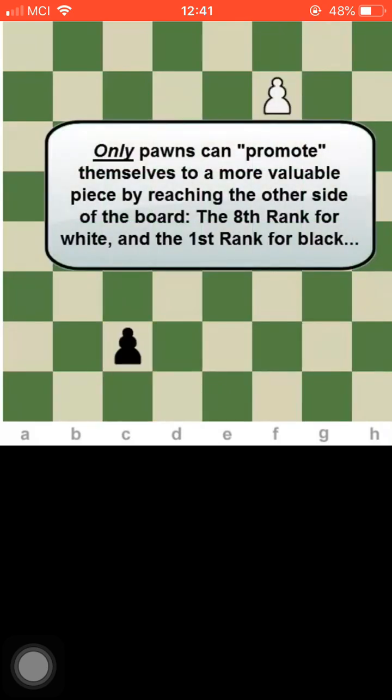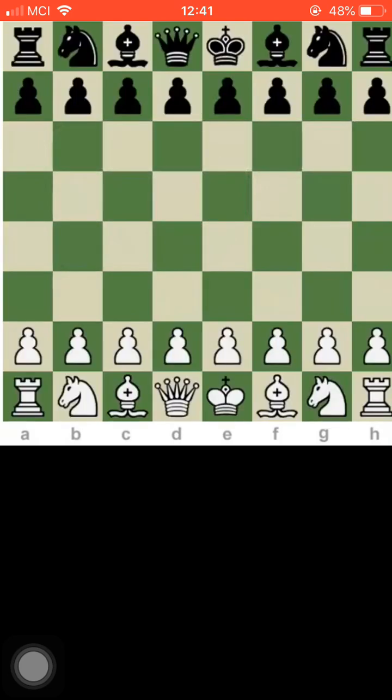Most often you'll see a pawn promotion occur with one side choosing a queen. However, there are cases of under promotion where you may choose to promote to a rook, knight, or bishop.